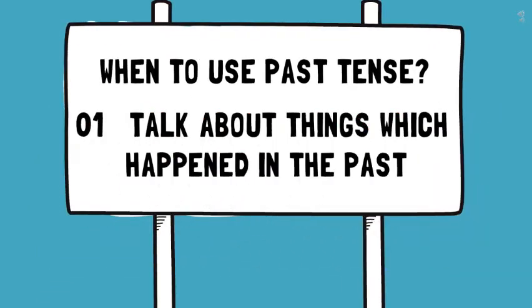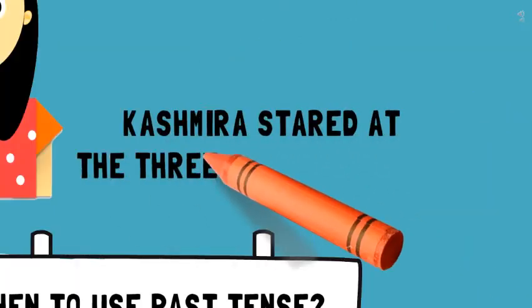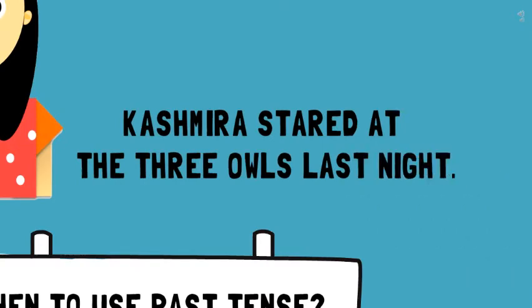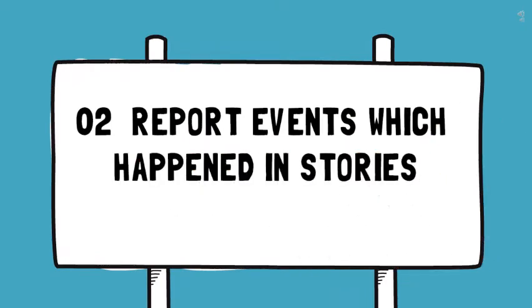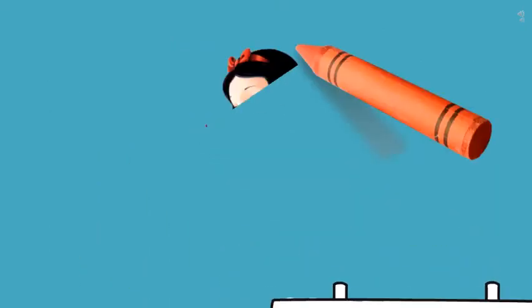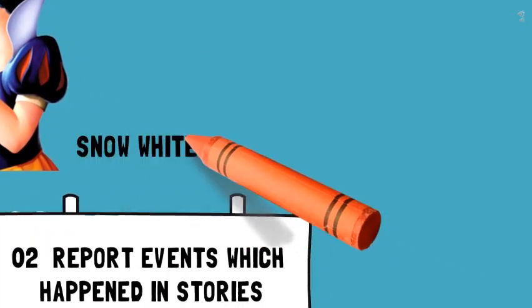As we have seen in the story just now, we can refer to this example. Kashmira stared at the three owls last night. Secondly, past tense is used when we report events which happened in stories. For instance, in the famous fairy tale Snow White, Snow White ate the poison apple.